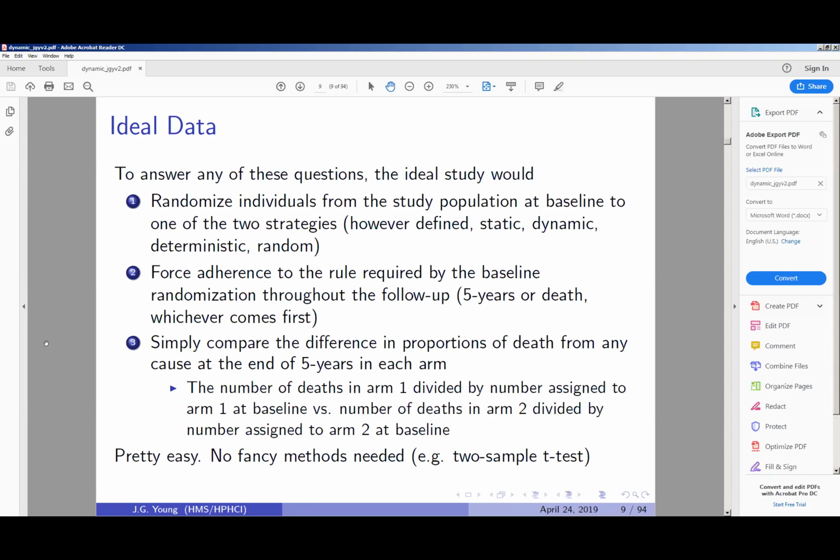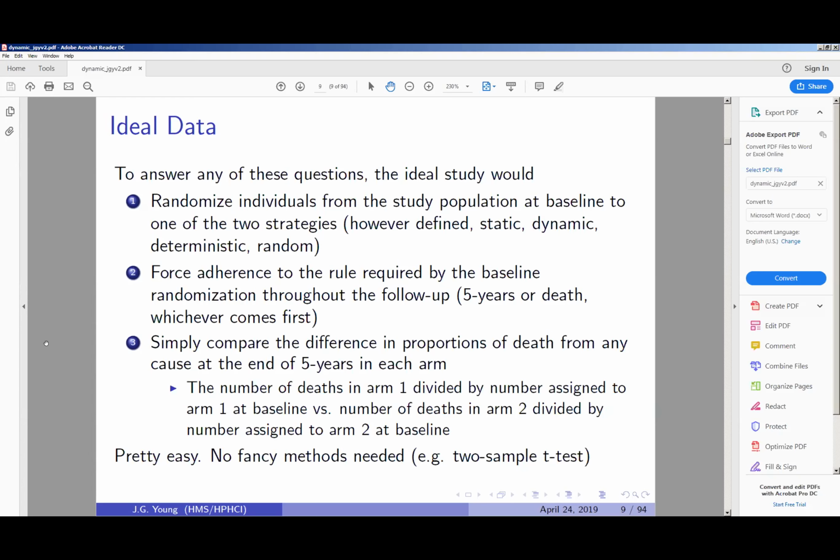Again, what is our scientific question? Then we somehow force them to adhere to the rule required by the baseline randomization, in other words, the protocol of the trial. So this was sort of what Yi talked about with emulating a trial throughout the follow-up, where the follow-up for an individual could be the full 5 years if they survive, or the event, whichever comes first. And then statistics is trivial.